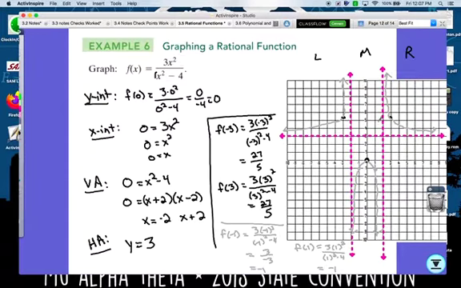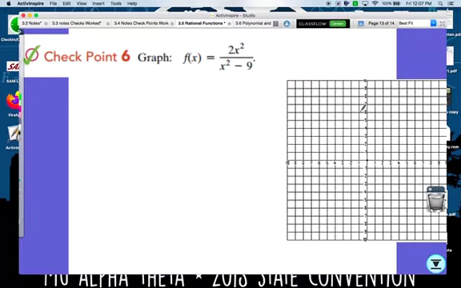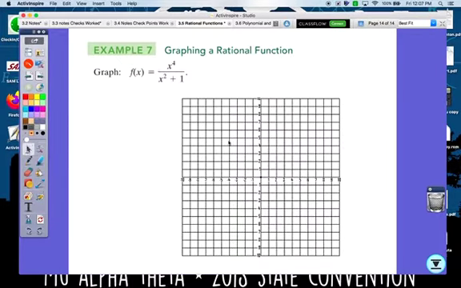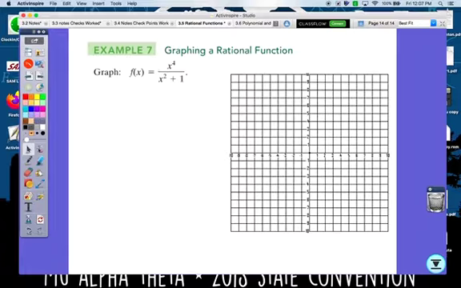So once you have your vertical asymptotes, figure out what happens to the left, right, and in the middle when you have multiple vertical asymptotes. This one will work the same way. You'll see it in the worked out notes. And then finally, have this one. This one's going to look really totally different than all the other ones.